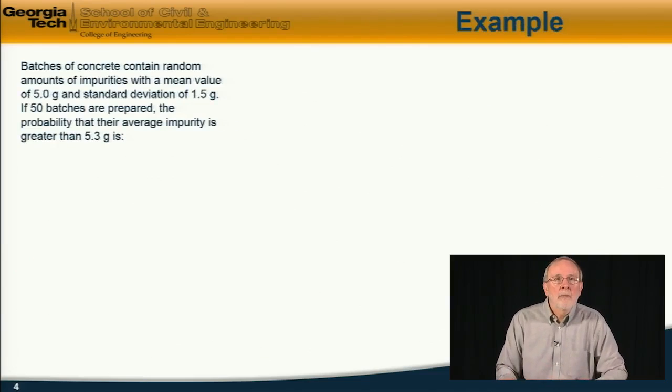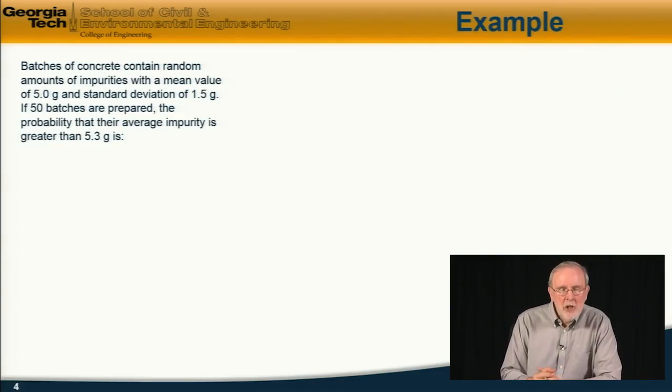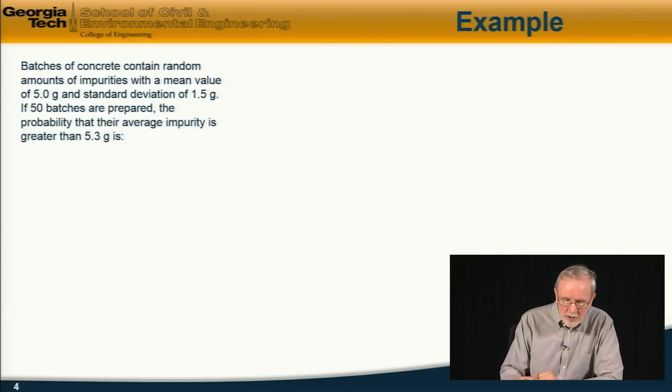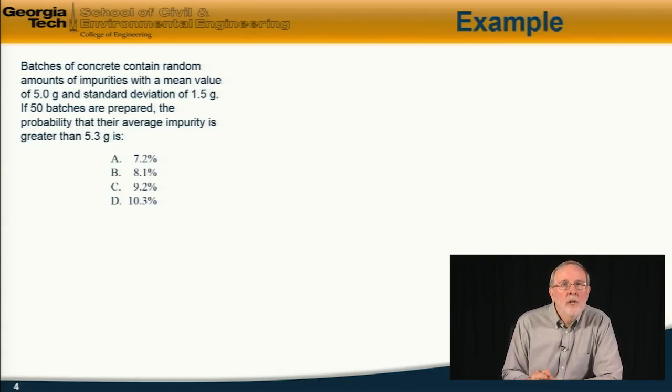To show that in an example, let's suppose that we have batches of concrete which are manufactured by a factory that contain random amounts of impurities, and the mean value of the impurities is 5 grams, and they have a standard deviation of 1.5 grams. Let's suppose we make samples of 50 batches each. What is the probability that the average impurity in one of those samples of 50 batches is greater than 5.3 grams? Is it which of these probabilities?